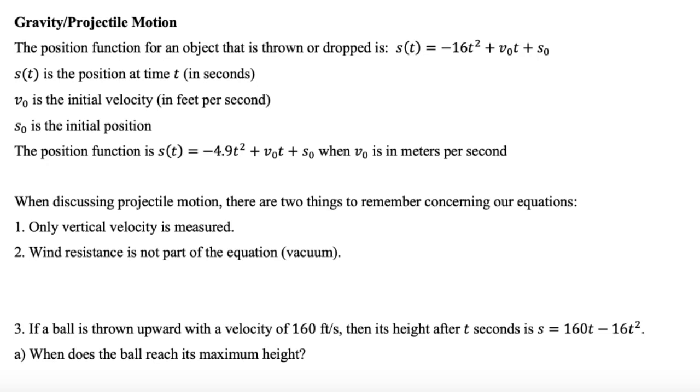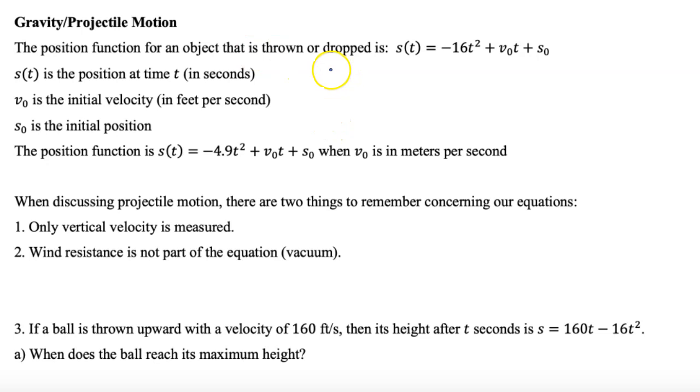So now for our final idea of gravity slash projectile motion. Now this builds on the idea that the position function, when you take the derivative of position, it gives you velocity. When you take the derivative of velocity, it gives you acceleration. So we're building on that idea and applying it to problems that are thrown or dropped. So in other words, objects that have an effect due to gravity.